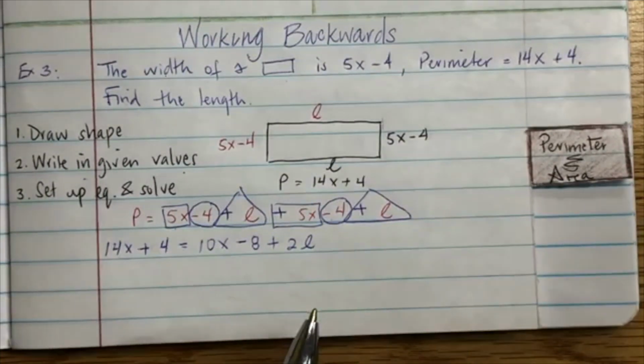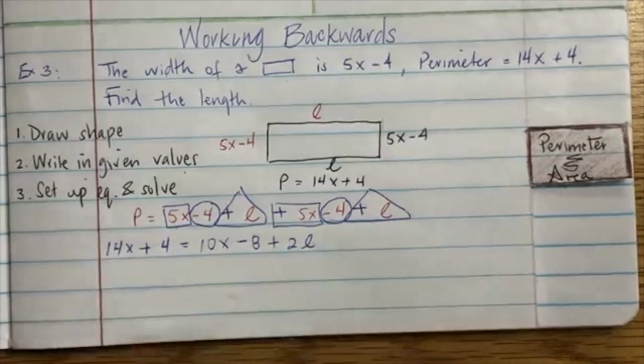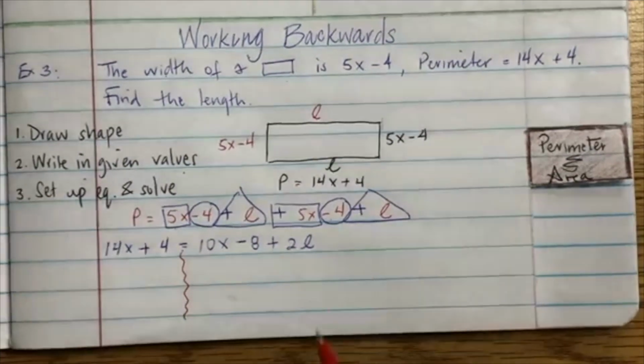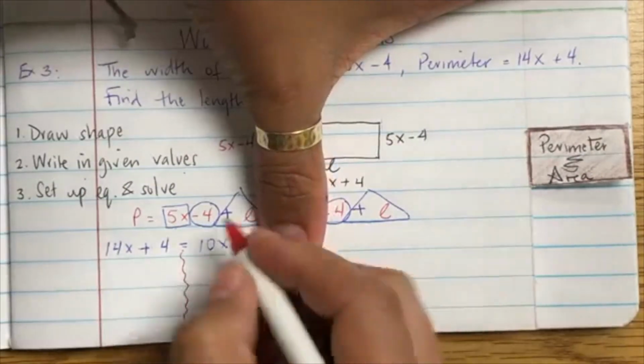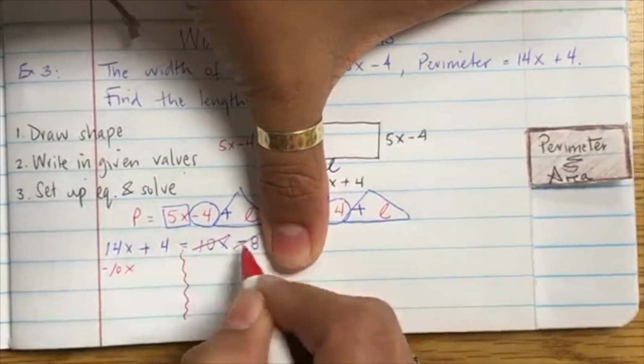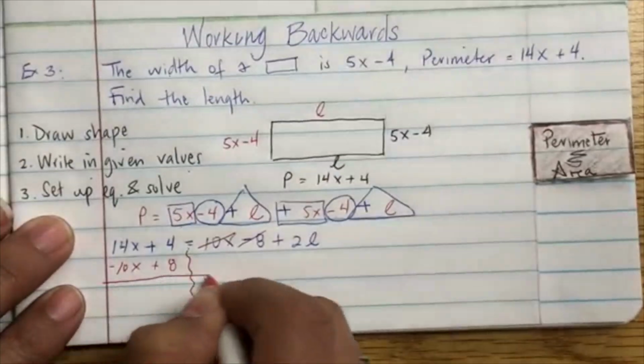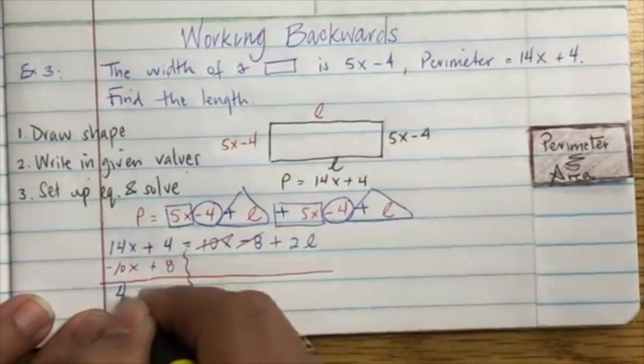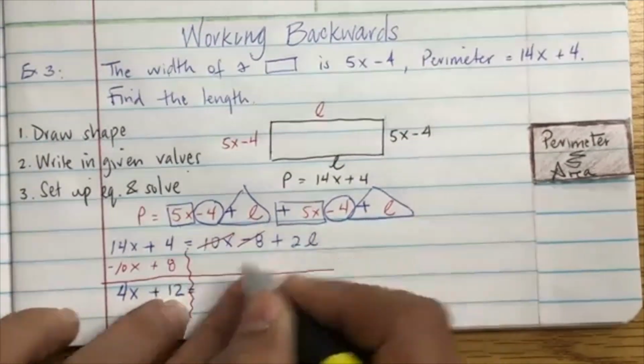Alright, then what can I do? Okay, so I want L by itself. So let me take the 10x to the other side. So when I cross the river with the 10x, what is it going to become? Negative 10x. Take negative 8 to the other side, it's going to become positive 8. So now I have just L on the right hand side. Combine like terms, I'm going to get 4x plus 12 is equal to 2L.